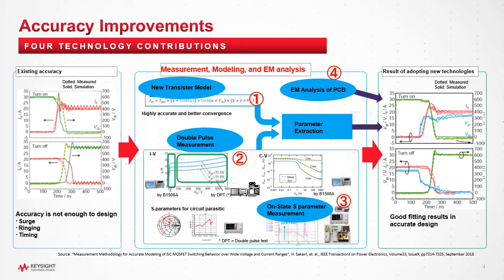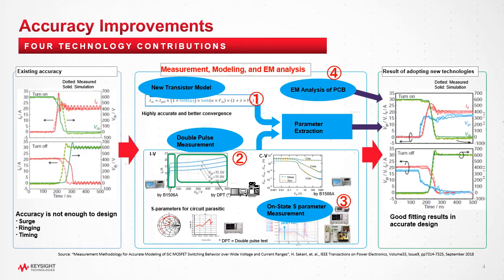You see in 4 steps we have the Angelov model for the transistor, and you see on the bottom the IEEE reference. We have a double pulse measurement system, we have S-parameter measurements, and we also have an EM analysis, electromagnetic extraction, basically generating S-parameters of the PCB to improve the models.